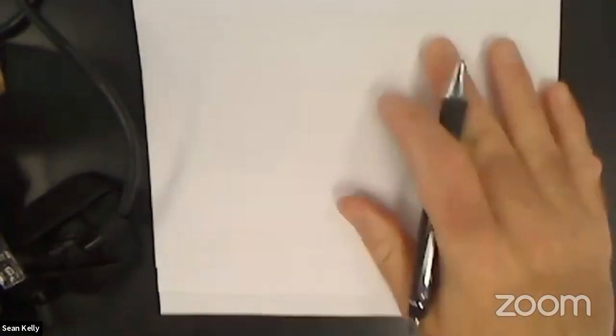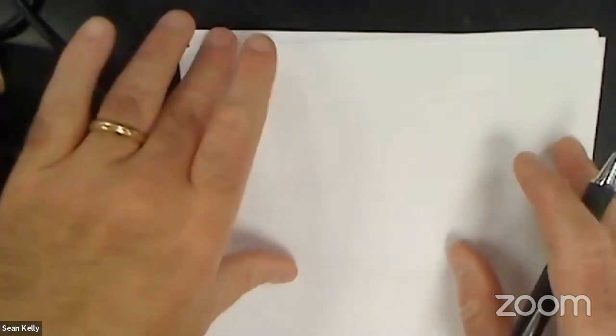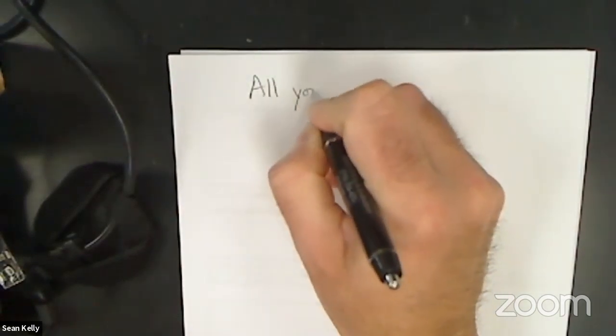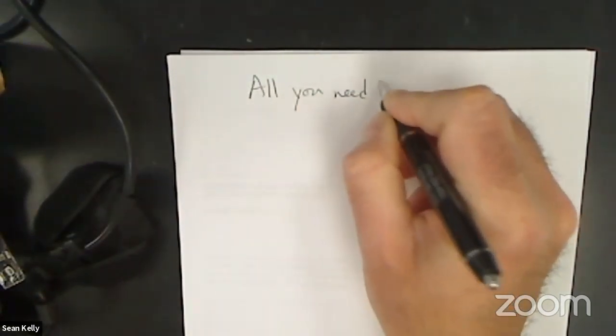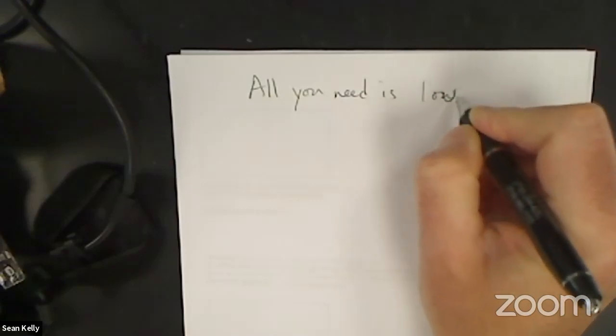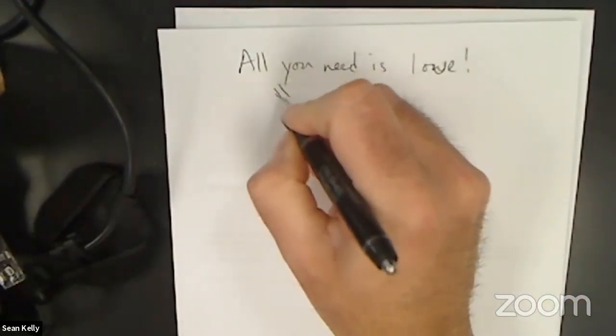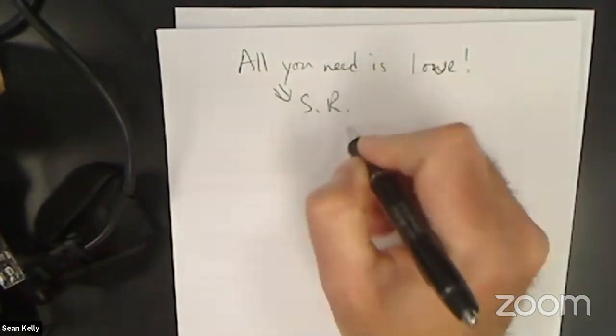All right, so back to our story. Okay, so Einstein is going to tell us all you need is love, right? There, I did a joke. All you need is love. I'm going to write it on my paper. All you need is love. La la la la la, love. All you need is love. So what is love? Love is special relativity.